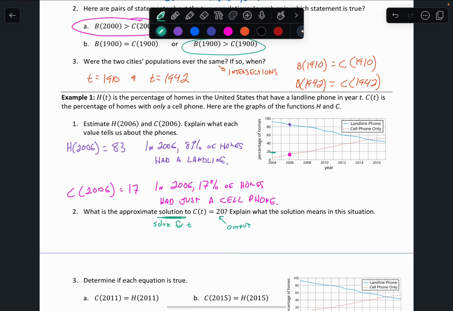All right, so if we bring this over here, we see that we're getting out 20% right around 2008. So t is going to equal 2008. Explain what the solution means. That means in 2008, 20% of homes had just a cell phone. Okay, so that is what that solution means. When we actually work backwards to find the input, we find that the input is 2008. Okay, so that is the first two problems.